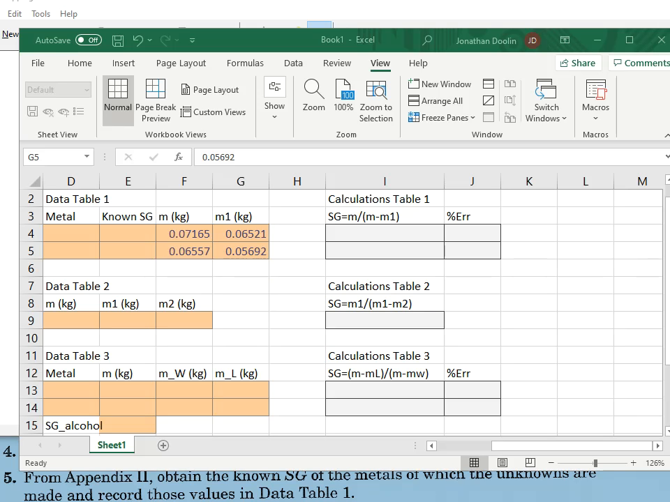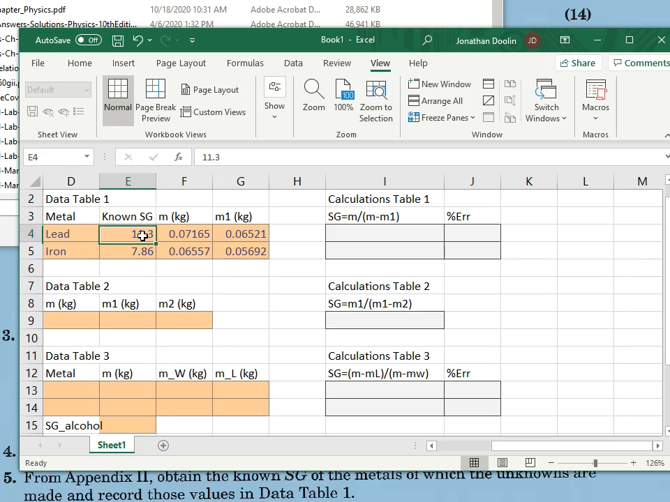I don't think I have given you Appendix 2. I apologize for that. But the first metal is lead, and the second metal is iron. And if you look at table 9.1 of your book on page 284, you'll find lead has a density of 11.3 times 10 to the third kilograms per meter cubed, and iron has a density of 7.86 times 10 to the third kilograms per meter cubed.